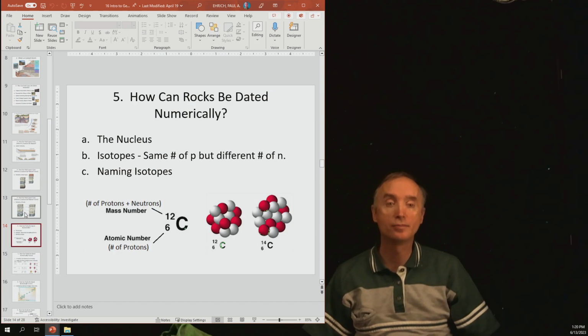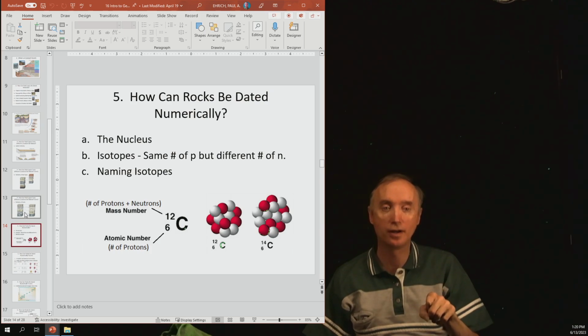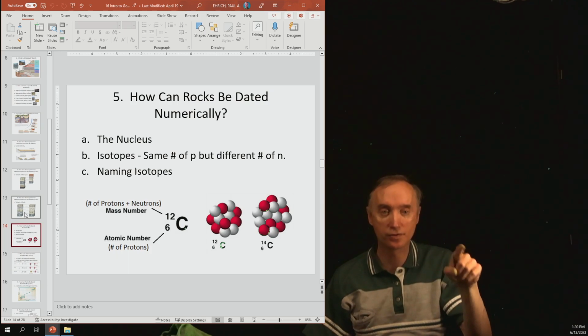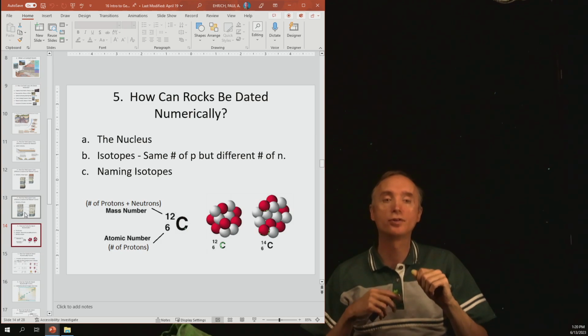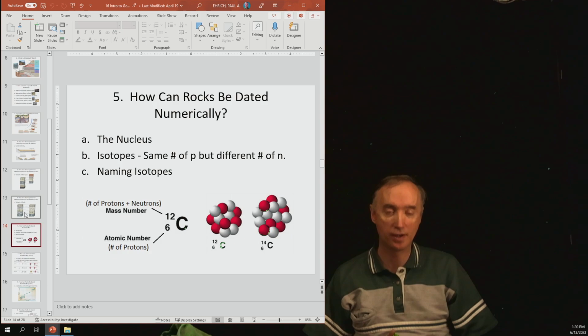So in our previous segment, we talked about how rocks can be dated relatively. That means that this rock layer is older than this rock layer. Now we want to put actual numbers. How much older is it? And so we're going to use radioactivity in order to do this. Radioactivity comes from the nucleus of the atom.